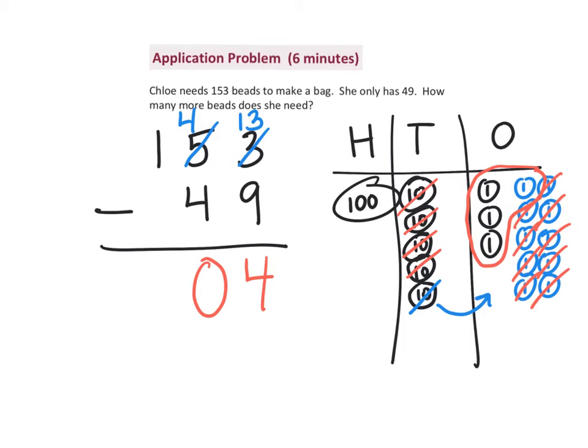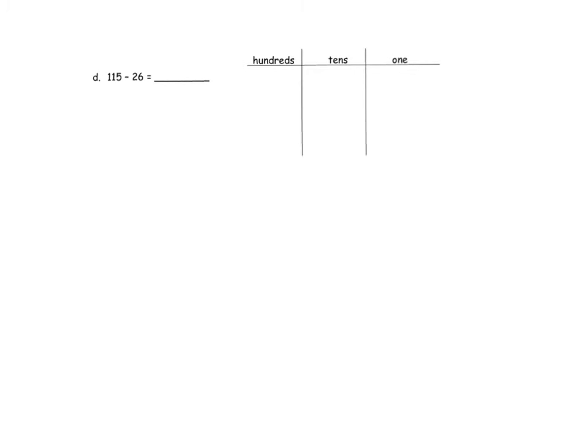Okay? And then my hundreds place, I didn't have to take anything away from it, but it's still there. So 100, take away nothing, leaves me down here with 100. Okay? So my answer for this problem is 104. Let's practice another one. I see this problem's already laid out for me. 115 take away 26. And they want me to represent this with hundreds, tens, and ones.